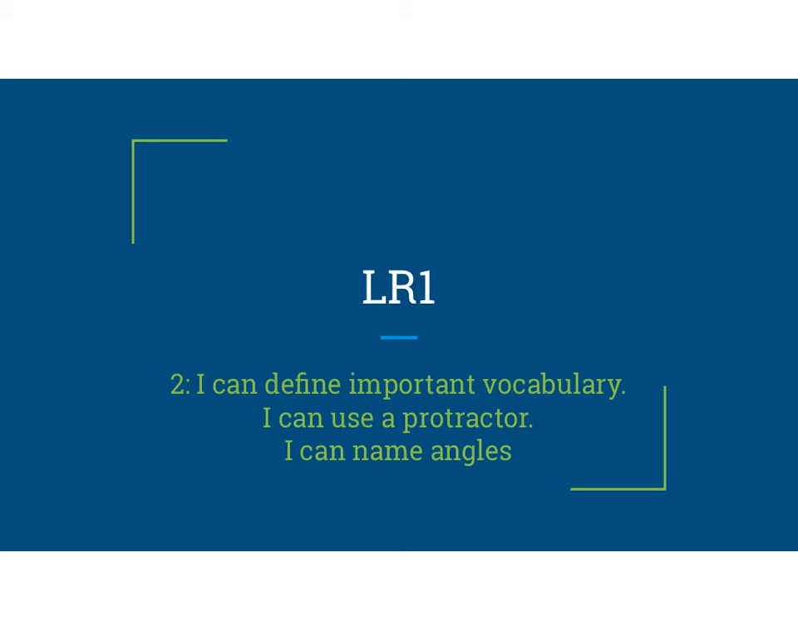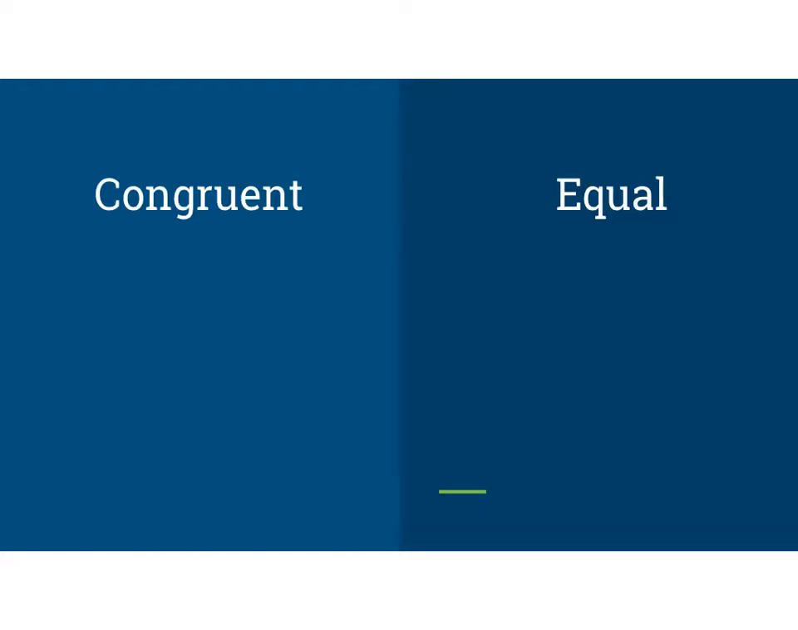LR1-2 is all about learning some more vocabulary about angles, learning how to use a protractor, and how to name angles correctly. We're going to quickly touch on something that we talked about in our last lesson, which is the difference between congruent and equal.